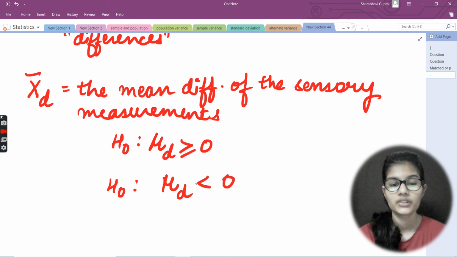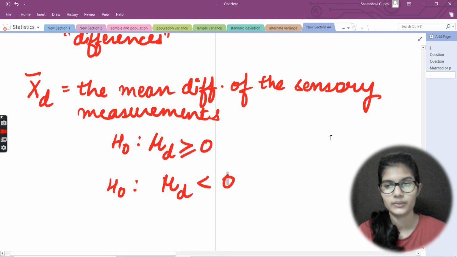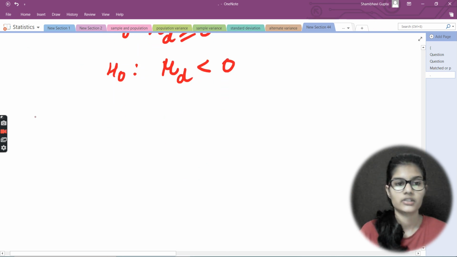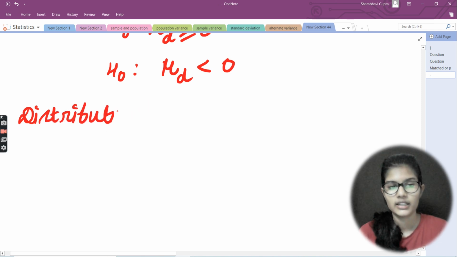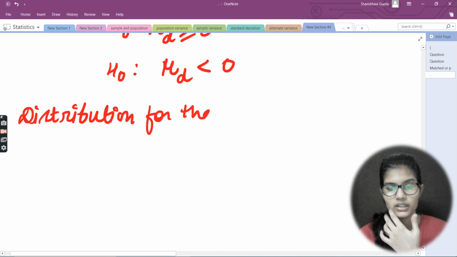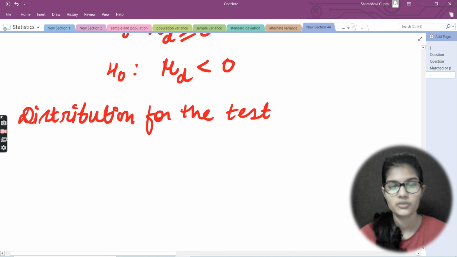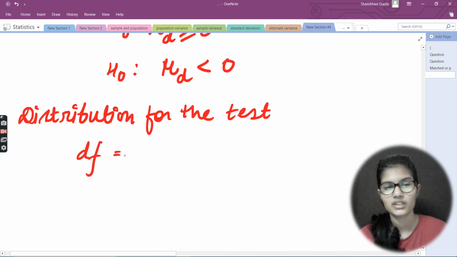Now we will be using the distribution for the test, right? So I would write here the distribution for the test. You can denote that df, and write n minus 1. So that would be 8 minus 1, which is equal to 7.